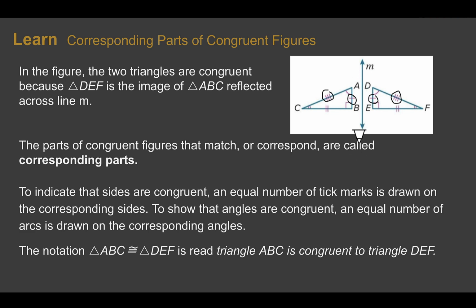I can do the same with the angles. I can see that angle C over here is the same as angle F because they both have 2 arcs. You're going to use arcs for the angles. Then, if your 2 shapes are congruent, you are going to use a notation that looks like this with this symbol in the middle. That just means that it is congruent. So this notation would say triangle ABC is congruent to triangle DEF.